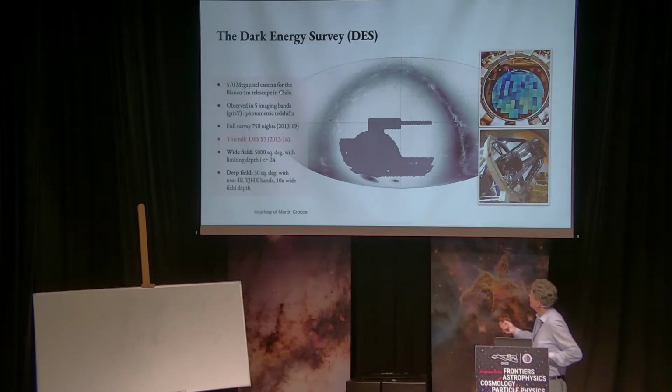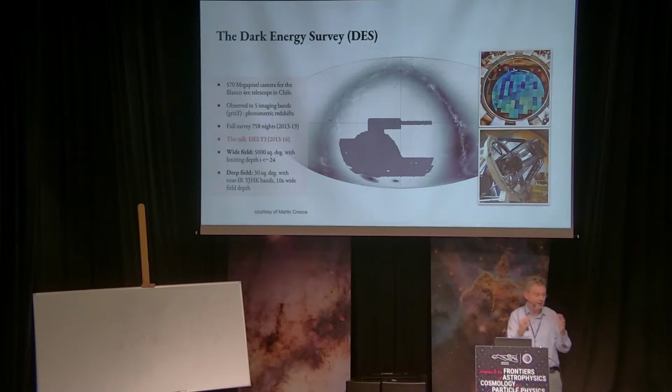It's an imaging camera placed in Chile. They observe the sky in 5 imaging bands, and they do photometry. They don't do spectroscopy. So what does it mean? It means that they don't know the actual position of their sources. They cannot be extremely precise, but for lensing it's good.